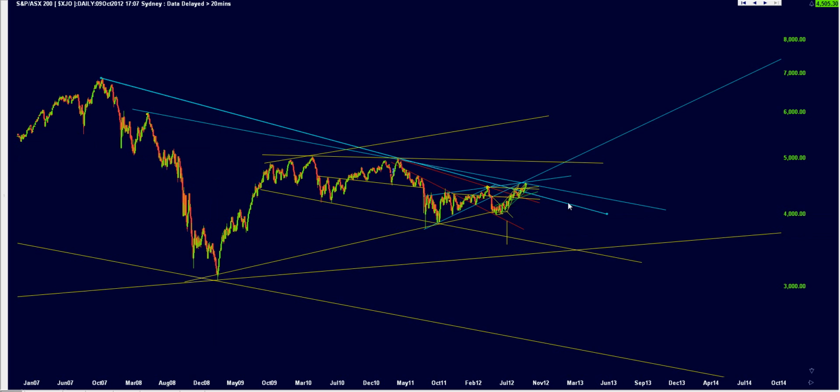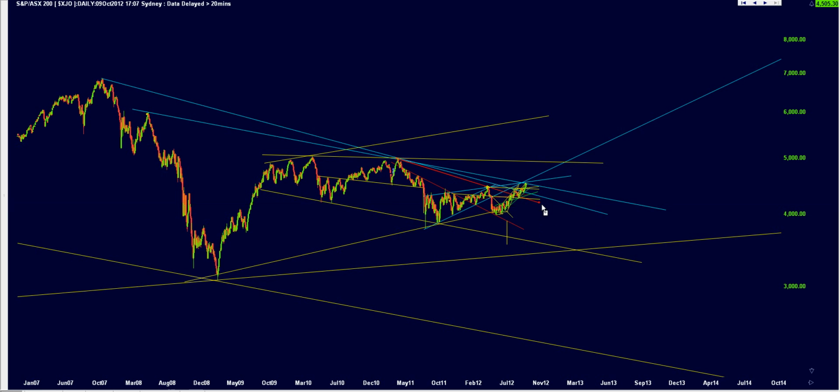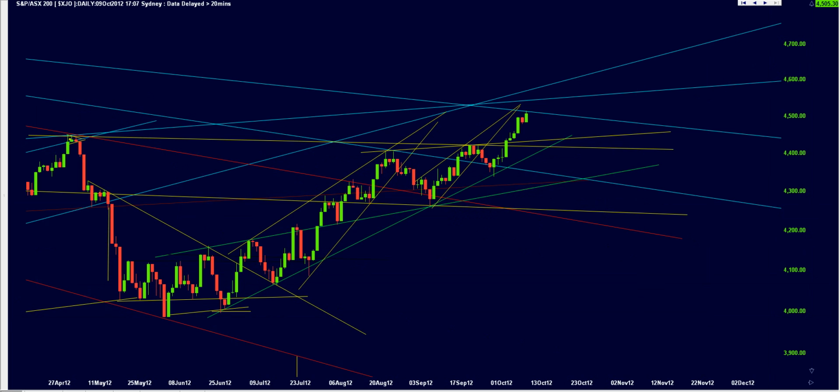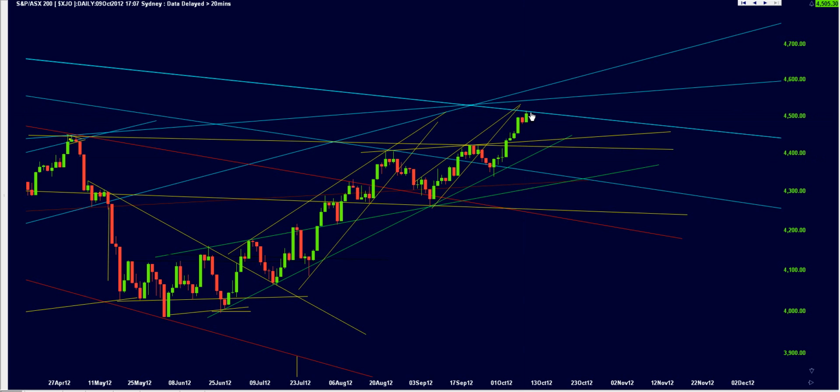If I zoom the chart in, just on this area, let's see what this blue line is doing. Looking at 6 months worth of data here, we can see that today we had a tag perfectly around this area. This market is now testing overhead resistance going back to 2008.